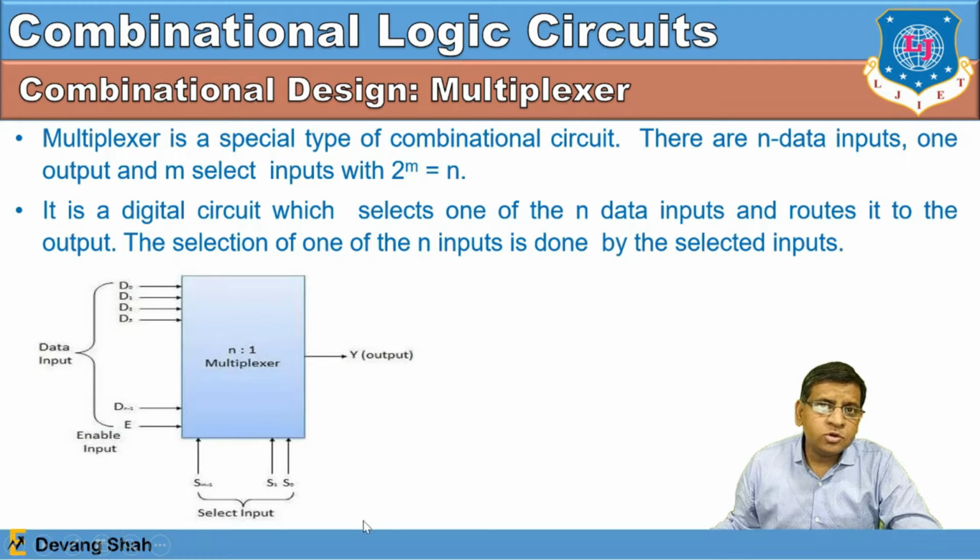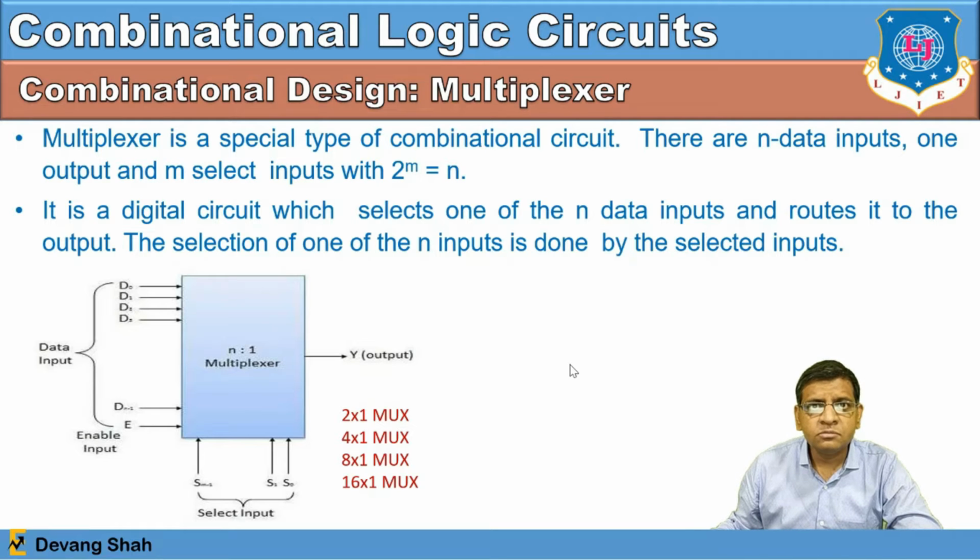Based on the selection line, if I want to select a specific input, I can select it that way. Here you can see Y is connected with D0 with the selection line 0 0 0. If it is an n cross 1, say an 8 cross 1 multiplexer, there are 8 inputs but the selection lines are 3. There are various types of multiplexer you can design, like 2 cross 1, 4 cross 1, 8 cross 1 and 16 cross 1.